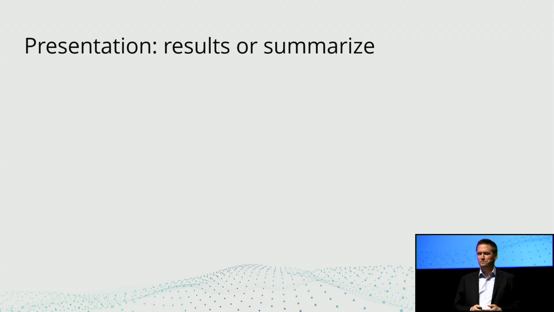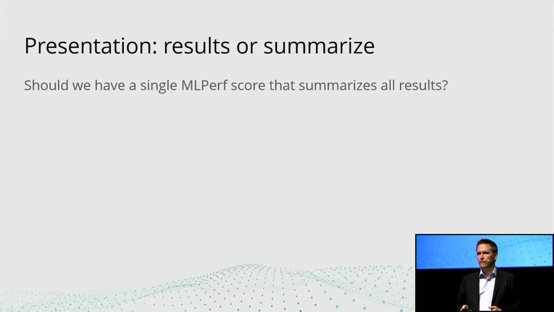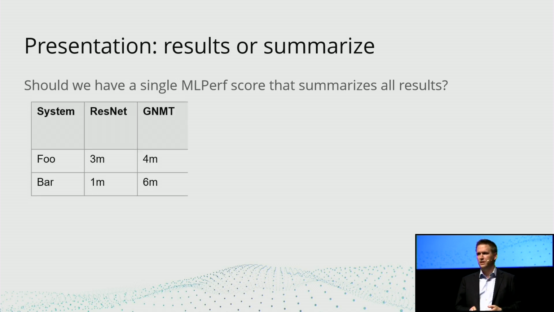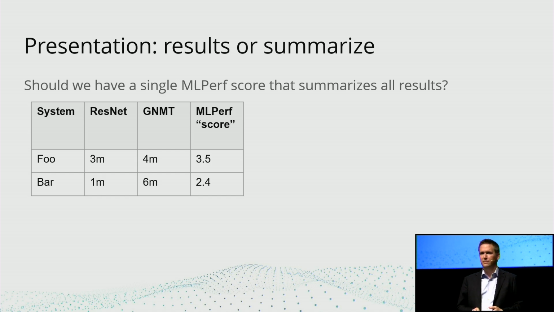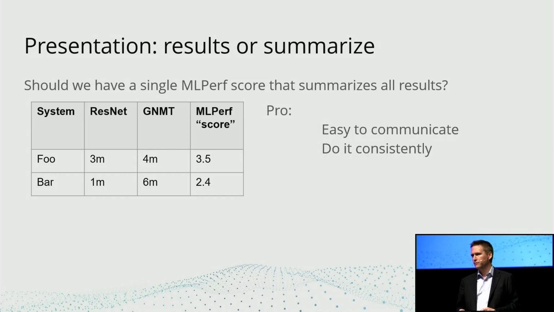Presentation, part 2. So when you have some results, do you summarize them? Do you give a single MLPerf score? Here's 2 systems, different scores on 2 benchmarks. We could give them an MLPerf score somehow. And clearly bar is the better system. Of course, if you want to do translation, in reality, foo is the better system.